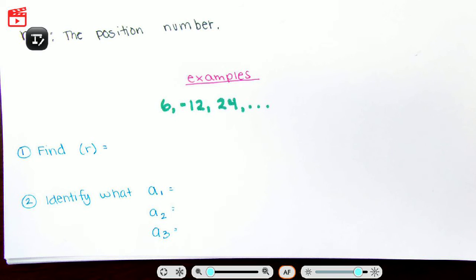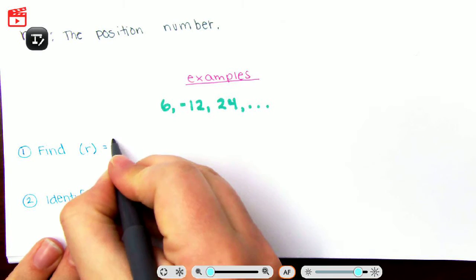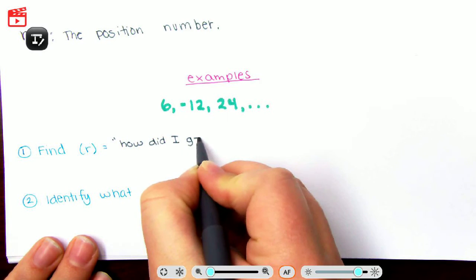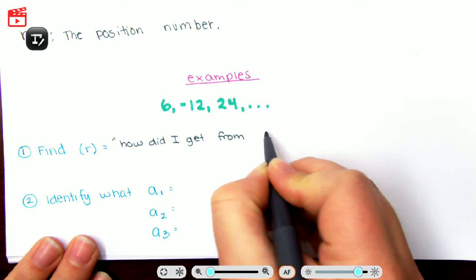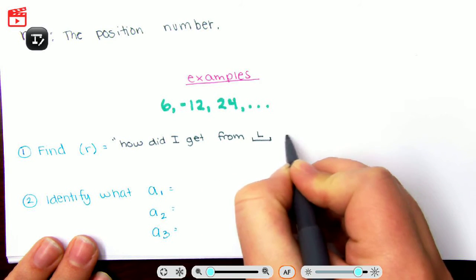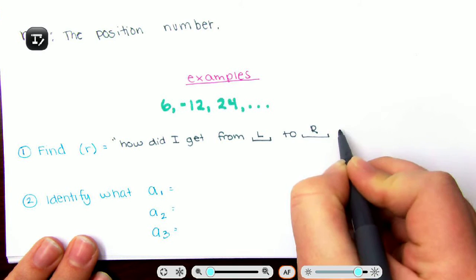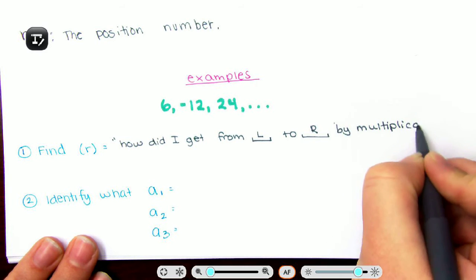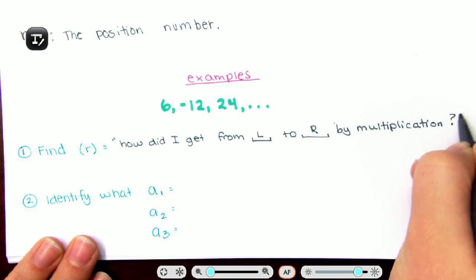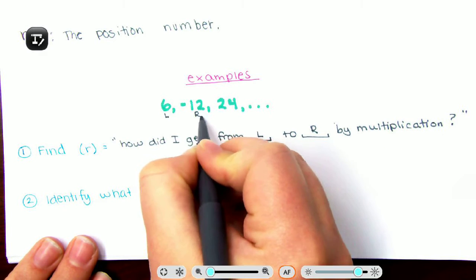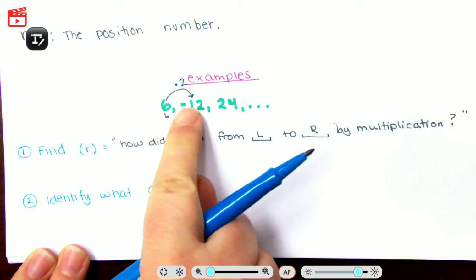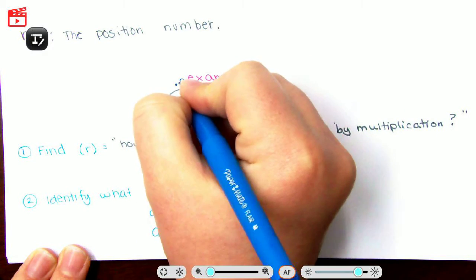So again, how do we find r? You can also ask yourself that question: how did I get from my left number to my right number by multiplication? So here's my left number, here's my right number. How did I get from 6 to 12? Well, 6 times 2 is 12. However, do you notice that this is negative? So I have to multiply by negative.